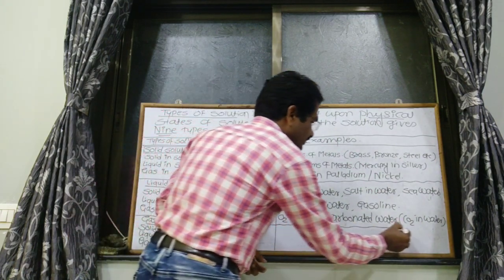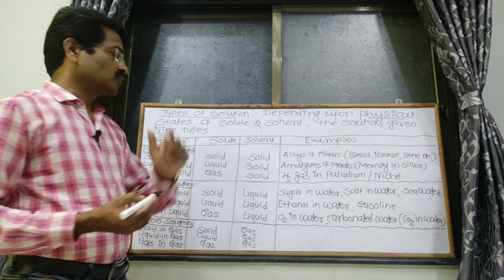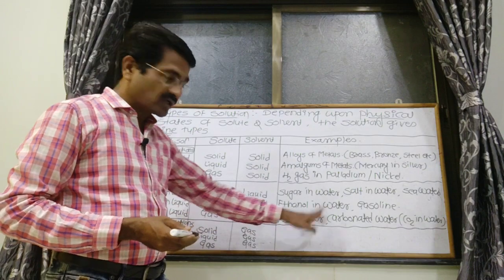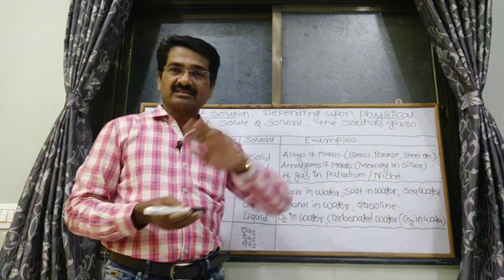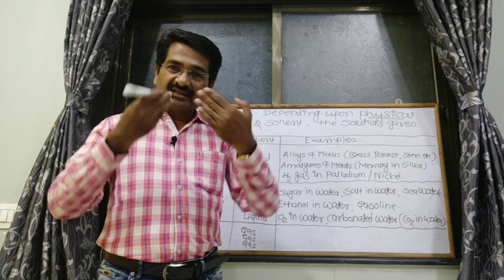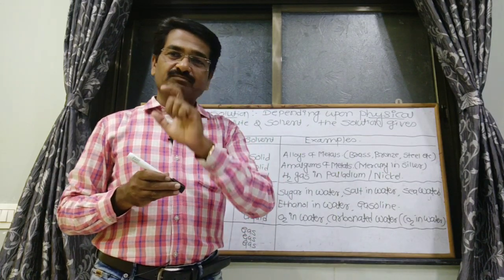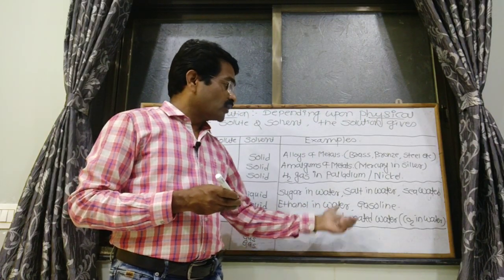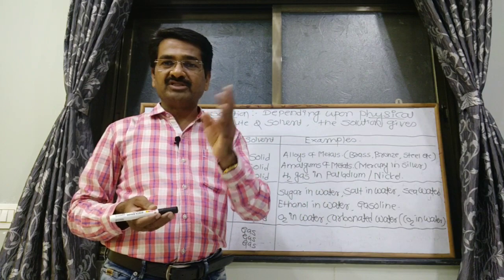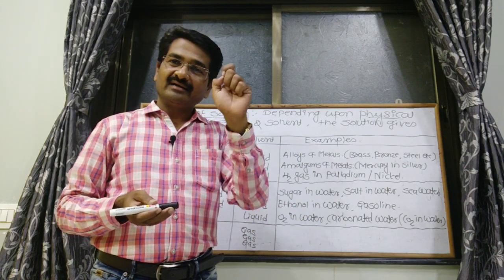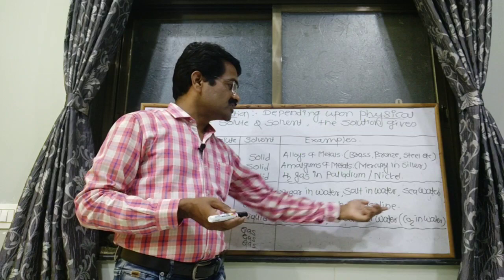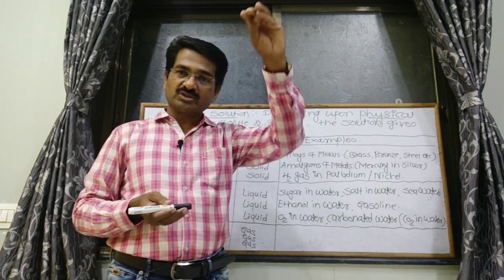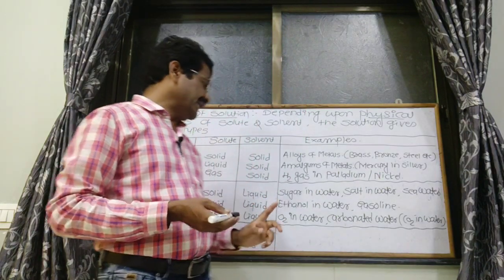So all these are the liquid types of solutions. Again, gas in liquid, that is oxygen in water. All the aquatic animals like fish require oxygen, and that oxygen is taken from the water, meaning water containing oxygen. Carbonated water, that is aerated drinks like Thums Up, Pepsi, Coca-Cola, Mirinda, all those liquids contain CO2 gas. Whenever the stopper is opened, at that time the CO2 gas evaporates. This is the CO2 gas present in aerated drinks.